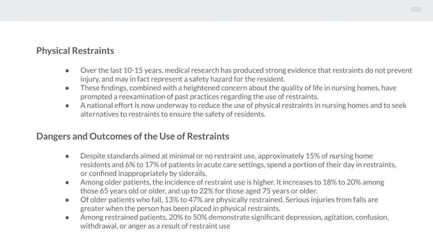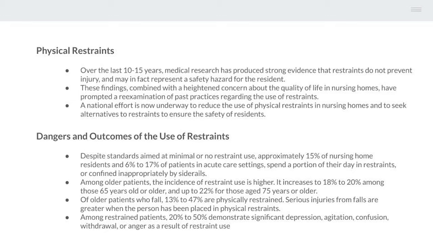Now, physical restraints. Over the last 10 to 15 years, medical research has produced strong evidence that restraints do not prevent injury and may, in fact, present a safety hazard for the resident. So these findings, combined with a heightened concern about the quality of life in nursing homes, have prompted a re-examination of past practices regarding the use of restraints. And a national effort is underway to reduce the use of physical restraints in nursing homes, and caregivers have been actively seeking alternatives for ensuring the safety of residents.